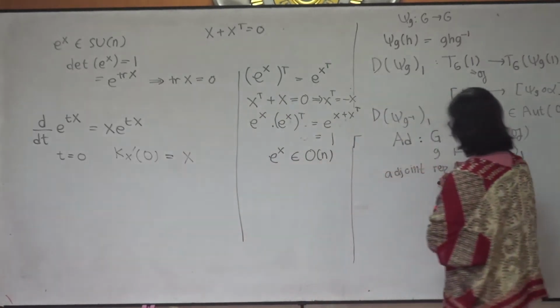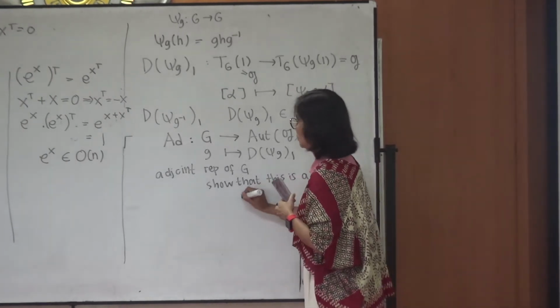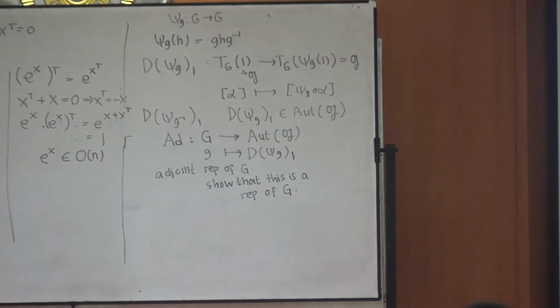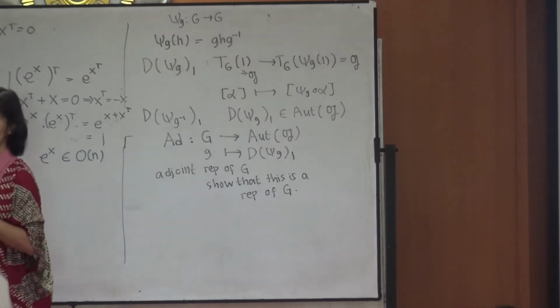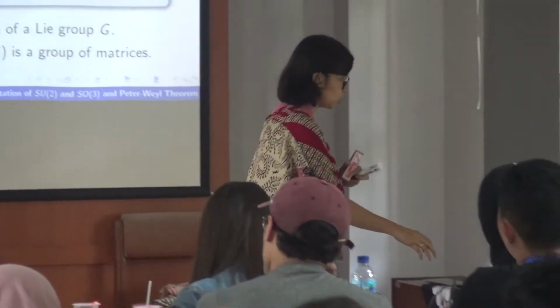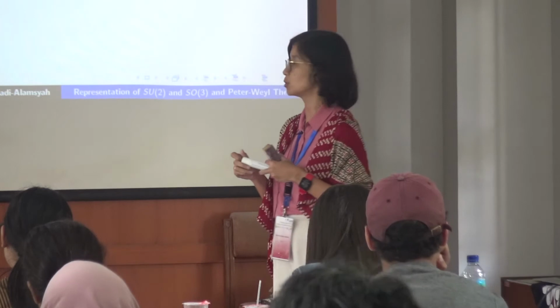So show that this is a representation of G. And after a choice of a basis of V, GL(V) can be identified with GL(n) of R or C, and phi of G will be a group of matrices. Now, about the representation of SU(2). One more important thing is the definition of an irreducible representation. Phi has precisely two subspaces that are invariant under the action of G, and these two subspaces are 0 and V.